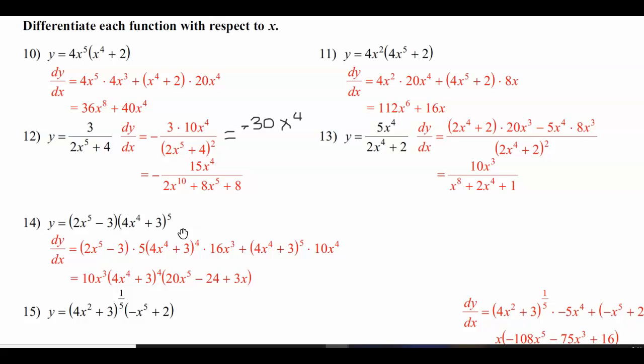Okay, and then 14's a product rule and a chain rule. Some of us tend to forget to do both. We tend to take the derivative of the first, and then the derivative of the second. But you forget that the product rule says the first times the derivative of the second plus the second times the derivative of the first. So this is really two parts, the first and the second. That is our product rule. And then you're adding a chain rule with that other piece.